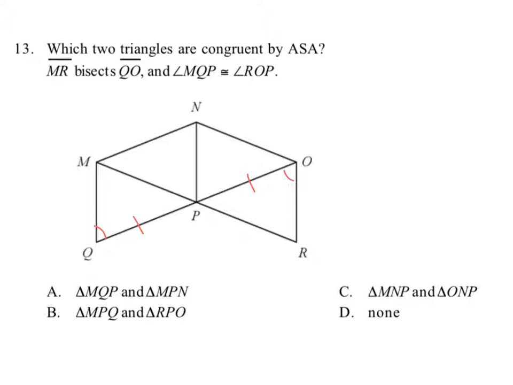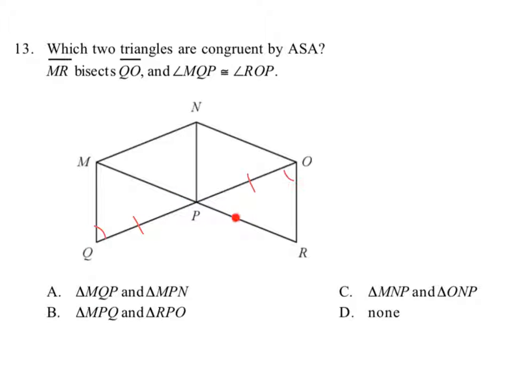And they want us to identify them as congruent by angle, side, angle. So what do we have here? We've already got an angle, then a side, so it looks like we're going to look for that angle. Angle, side, look for that angle. Well, what do you know? What kind of angles are these two angles?